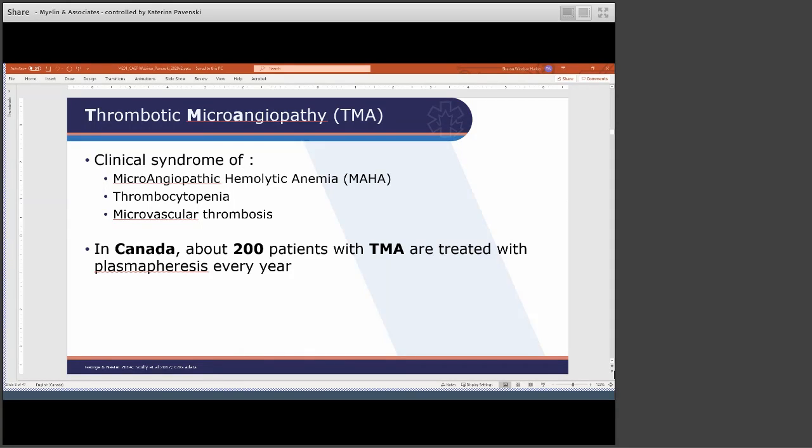Thrombotic microangiopathy is very rare. In Canada, about 200 patients with TMA are treated with plasmapheresis every year. So some physicians may go their entire career without encountering a patient with this condition.